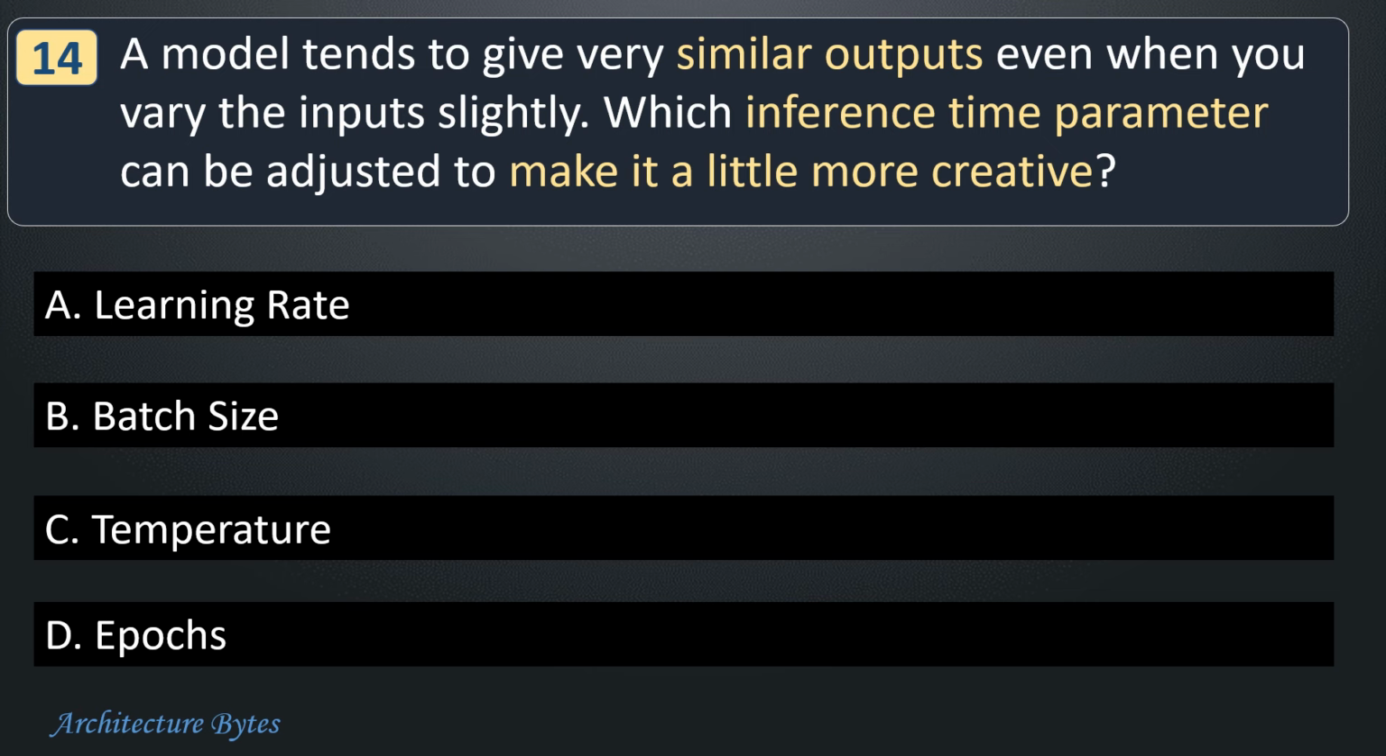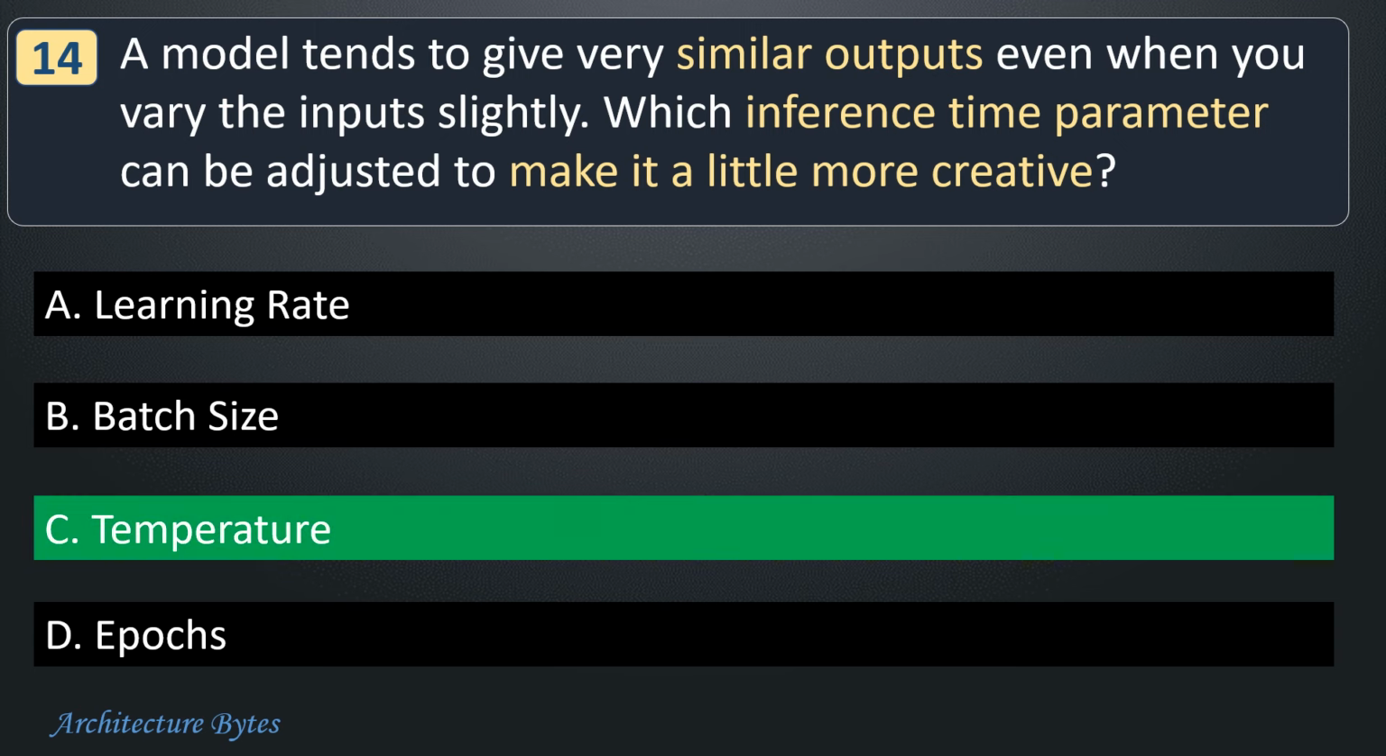A model tends to give very similar outputs even when you vary the input slightly. Which inference time parameter can be adjusted to make it a little more creative? Option A, learning rate, B, batch size, C, temperature, or D, epochs.